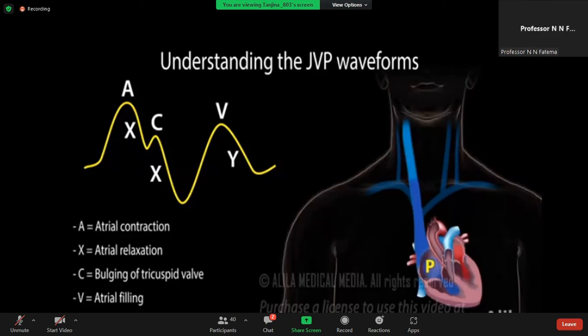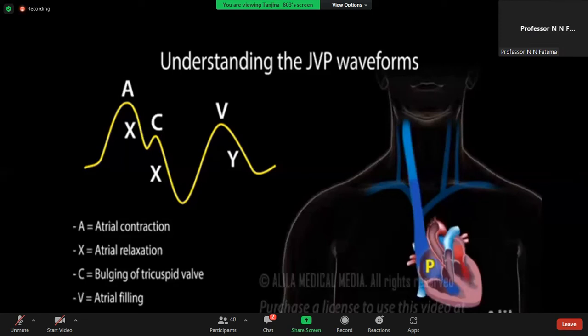So now the wave is in front of you. You are seeing that there are A, C and V, 3 positive waves. This is a venous wave taken from the right internal jugular vein. What is the significance of this jugular vein? This vein is directly connected with the right atrium. So whatever is going on in this wave is the reflection of the right atrial pressure.